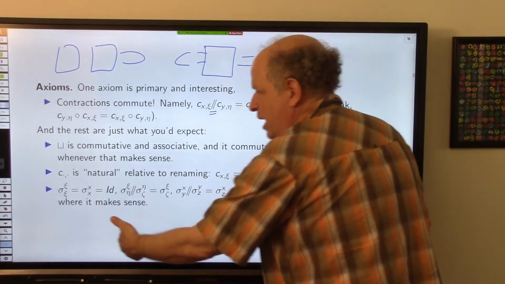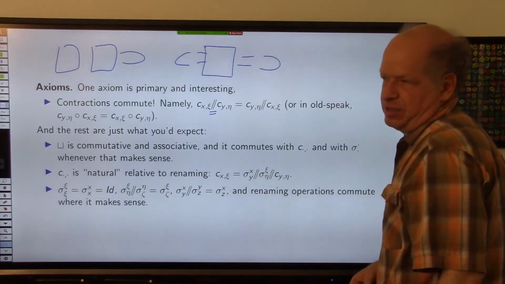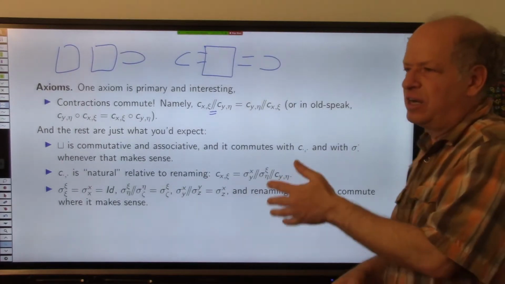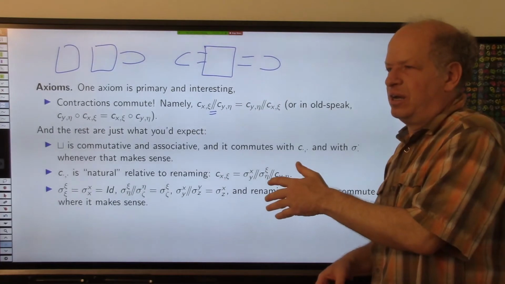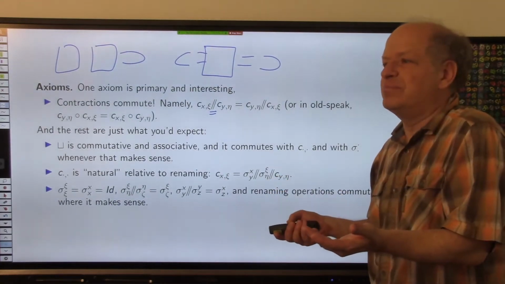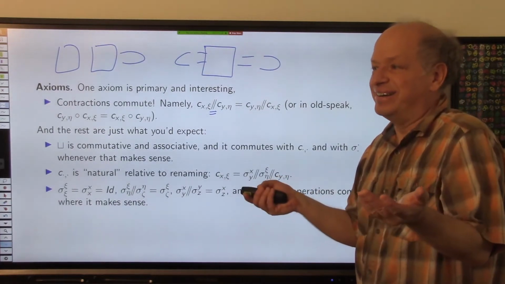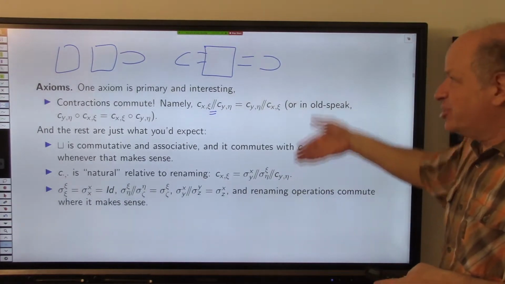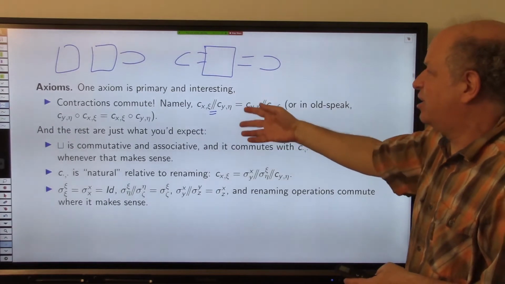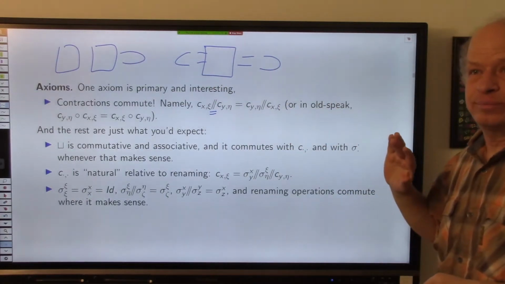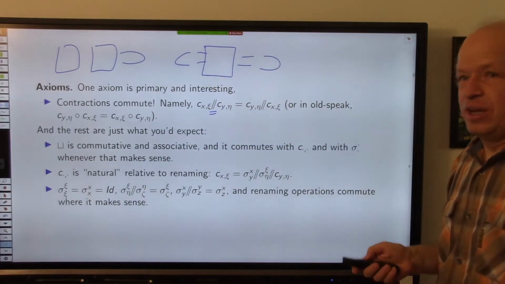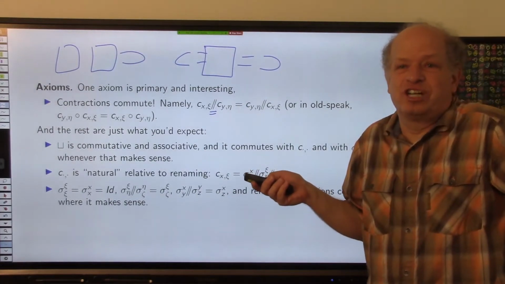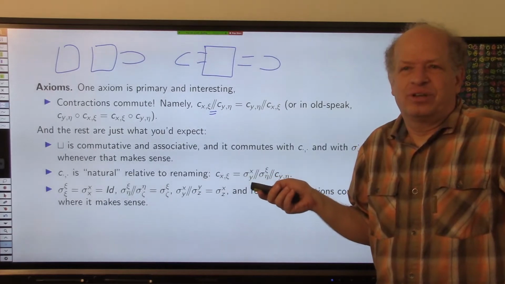And everything behaves well with respect to renaming. So renaming and then contracting is the same as contracting, and then you don't need to rename. The things you contracted are gone. So anyway, the axioms are easy. The only interesting axiom is that contractions commute. Okay. Questions, comments so far? So far I'm just setting up some algebraic context. Good.